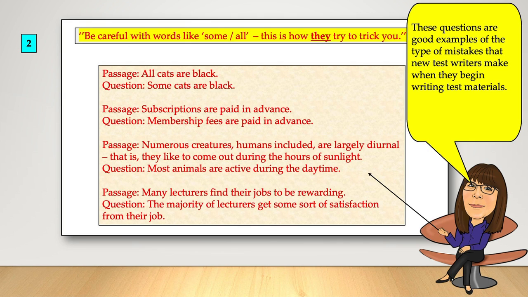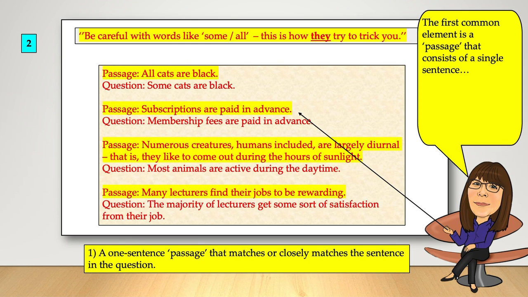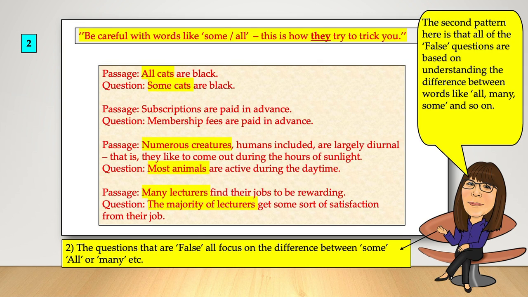These questions are good examples of the type of mistakes that new test writers make when they begin writing test materials. They have several features in common. The first common element is a passage that consists of a single sentence that matches the statement in the question very closely. The second pattern here is that all of the false questions are based on understanding the difference between words like all, many, some, and so on.